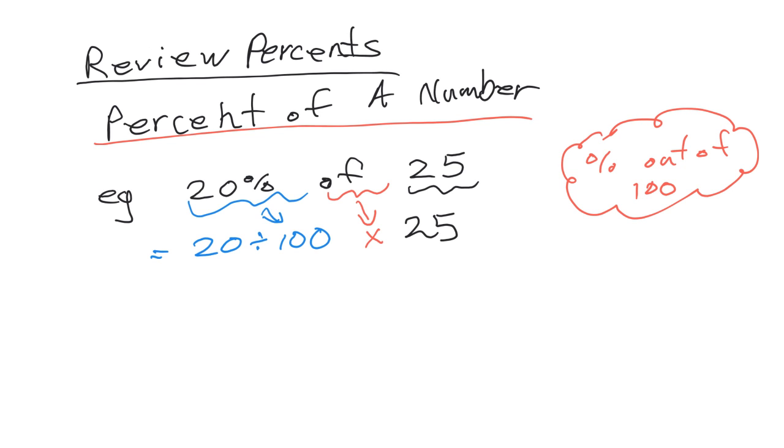When we punch that into our calculator, we end up with the following. On your calculator, you're literally going to type 20 divided by 100, or you could write 20%. So you hit the number 20, then you hit the percent key, and then times 25. And you will get your proper answer.